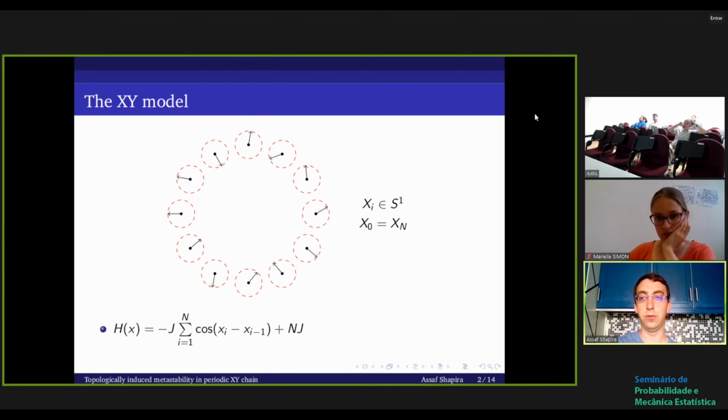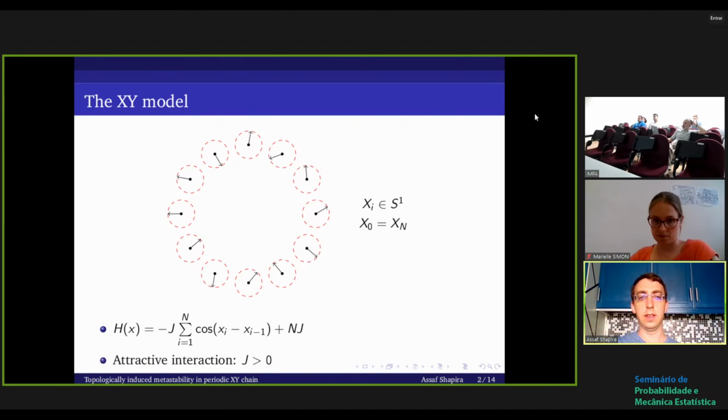So you have minus J, where J is a coupling constant. And then for each 2 neighbors, we take the cosine of the angle between them. So the cosine of xi minus xi-1, we sum all of that. Energy is always defined up to an additive constant, and I added the plus nJ at the end just because it would be a bit nicer further on.